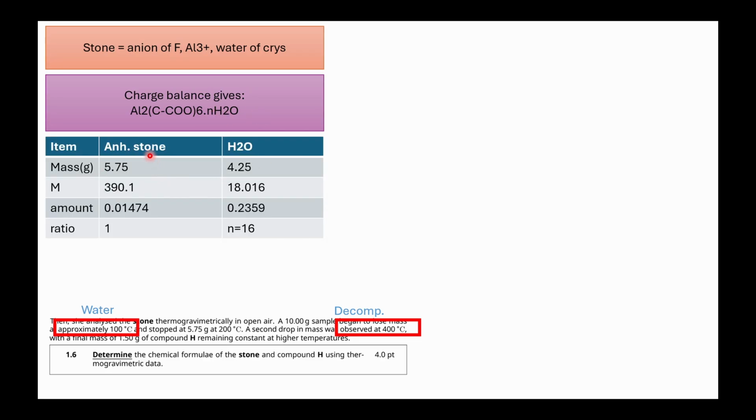So again, we do the mass calculation. The mass of the anhydrous stone is 5.75 because after it loses water, it's flat, and the water is basically the mass that flew away. The molar mass of the anhydrous stone, you can just calculate from the molecular formula here, and the real mass of water, and then total mass divided by molar mass, you get the amount, and then you have the ratio. And n equals 16. That is quite high, but to be expected, given that this stone seems really special.